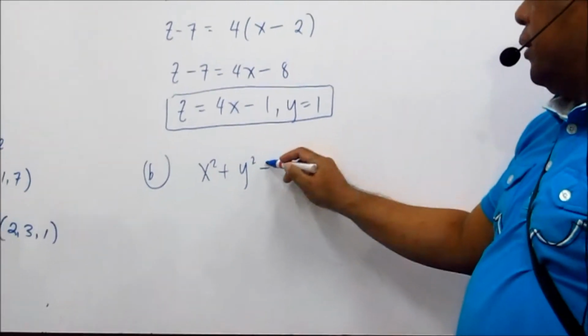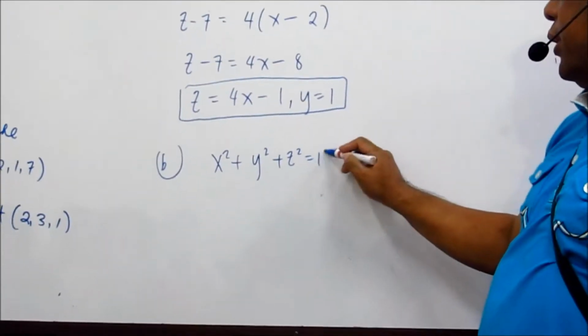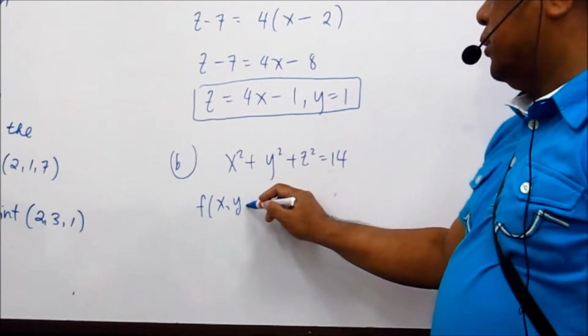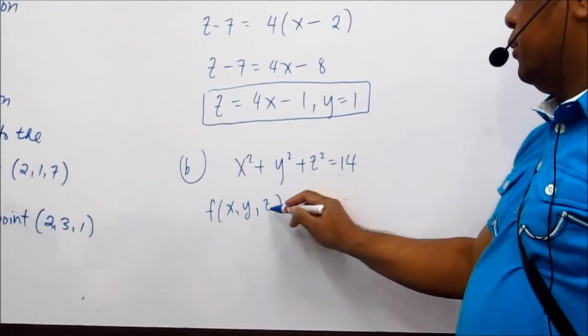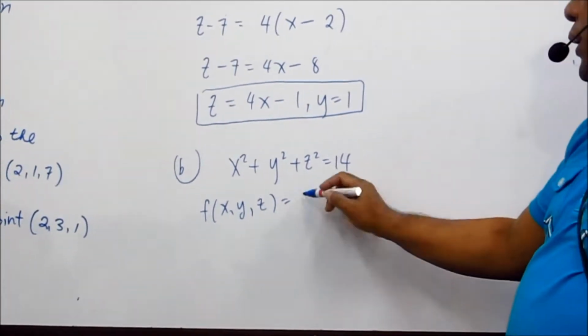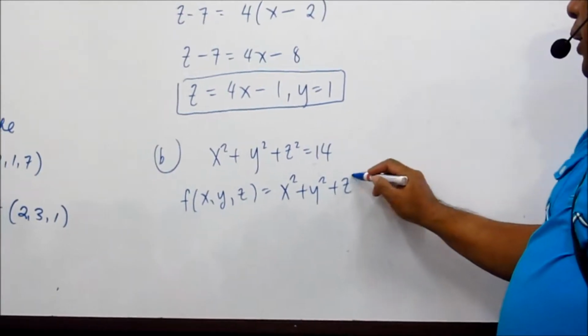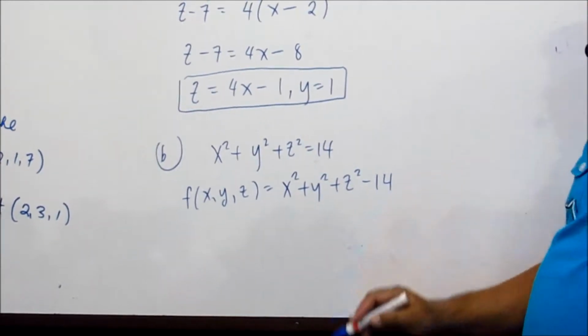x squared plus y squared plus z squared equals 14 can also be written in terms of a function f of x, y, z. You can say that we have this as x squared plus y squared plus z squared minus 14.